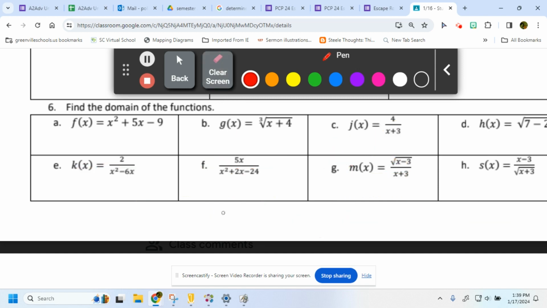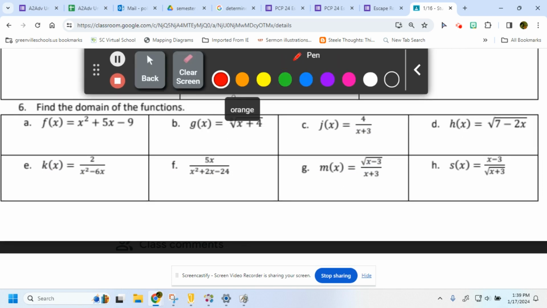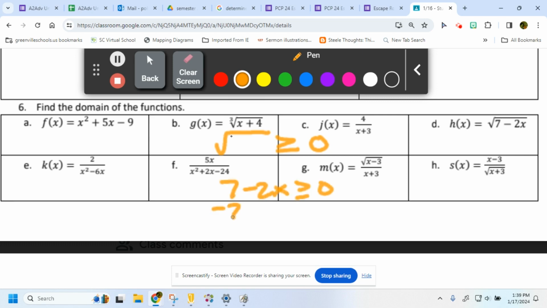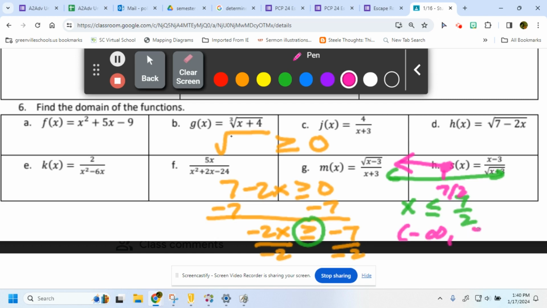For letter D, we have here a square root. That's one of the rules again. If you have a square root, the expression has to always be greater than or equal to 0. Okay. So you have 7 minus 2x greater than or equal to 0. Subtract 7 on both sides. So that gives you negative 2x greater than or equal to negative 7. You're going to divide by negative 2. Every time you divide the inequality by a negative, the inequality flips over. So that gives you x less than or equal to 7 halves. If you draw the number line for that, 7 halves is closed to the left. So the interval notation starts from negative infinity up to 7 halves, bracket because it's closed.